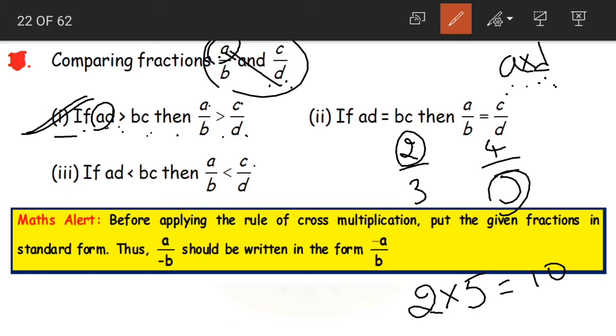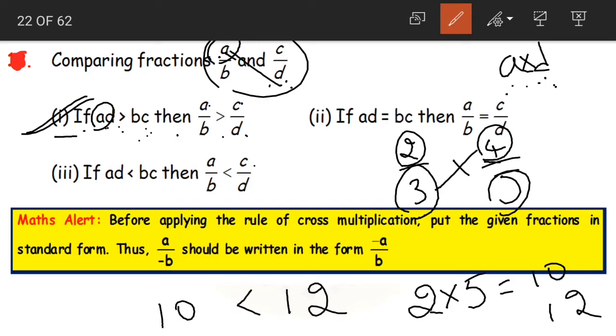Now, BC. BC means the denominator of the first fraction and the numerator of the second fraction. 3 4s are 12. Now what did we get here? 10 and 12. We know that 10 is less than 12. 10 is AD. 12 is BC. So AD is less than BC.